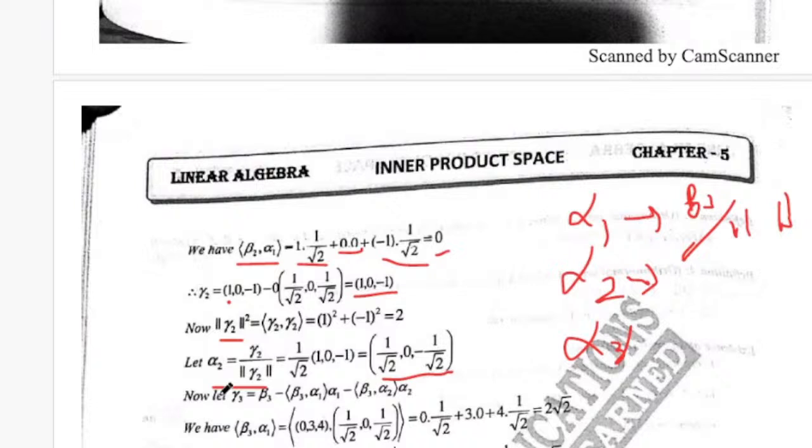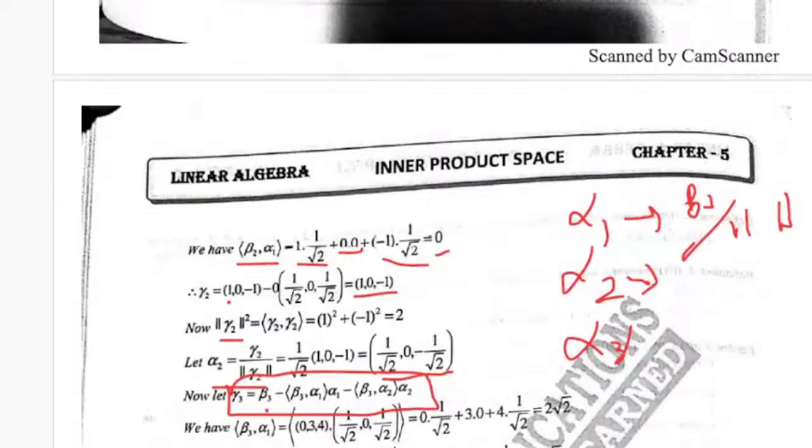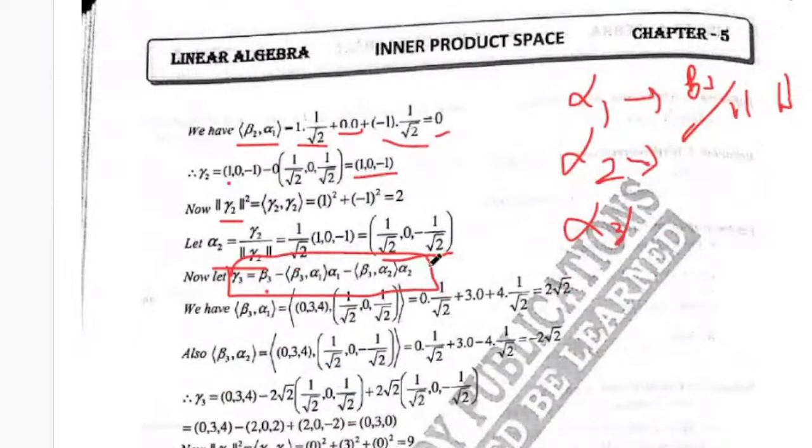Now we are going to find gamma 3. Gamma 3 is given by this formula. Gamma 3 is nothing but beta 3 minus inner product of beta 3 comma alpha 1 into alpha 1, minus beta 3 comma alpha 2 into alpha 2. We are finding the inner product of beta 3 and alpha 1. So beta 3 and alpha 1 will be 0 into 1 by root 2 and 3 into 0 plus 4 into 1 by root 2, which is 4 by root 2, which we can say is 2 root 2.